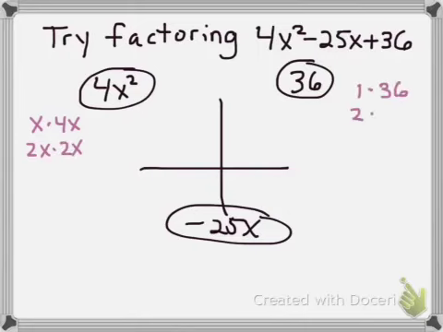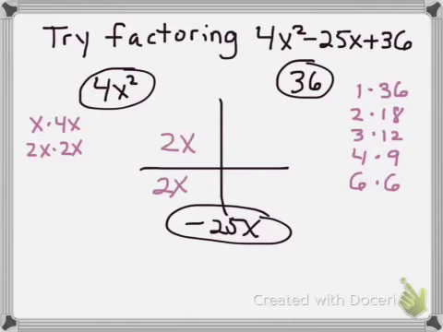Okay, and for 36, we have 1 times 36, 2 times 18, 3 times 12, 4 times 9, or 6 times 6, so a lot more choices there. If I started with a 2x times a 2x, and then I tried going with my 6 times 6, I'm only going to get 12x and 12x, and that's only going to get me 24x or negative 24x, so that wouldn't work.